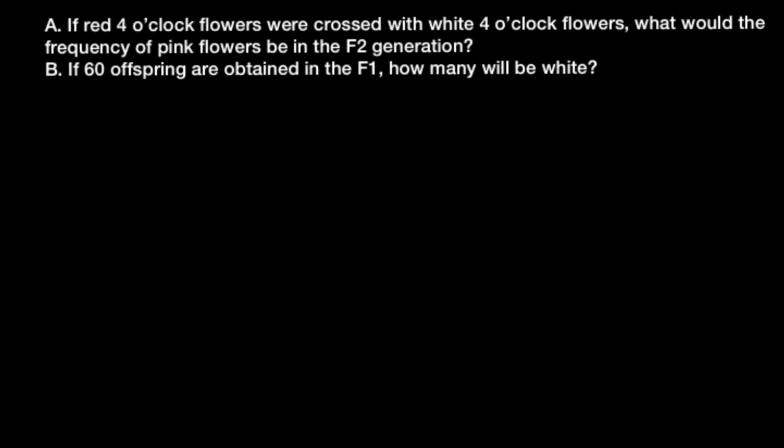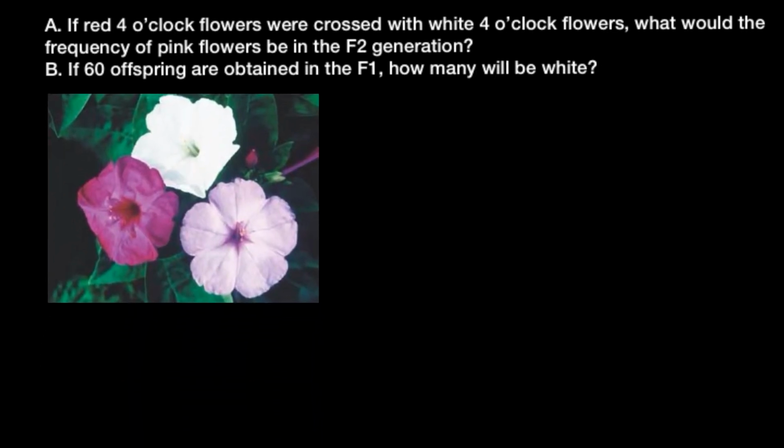The 4-o'clock flower got its name because it opens its flowers late in the afternoon, about 4 o'clock. What is peculiar about this plant is that when we cross a plant with red flowers with a plant with white flowers, we get a hybrid that has pink flowers. So the color is intermediate between these two.